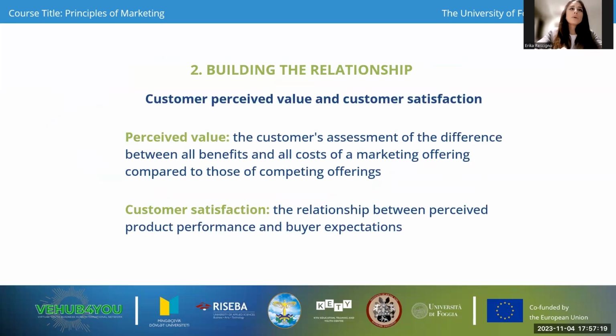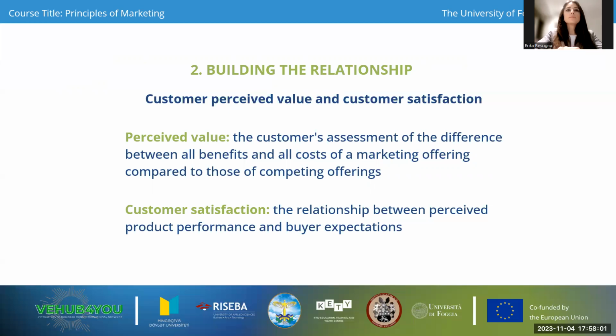Now, it is important to understand these two concepts, the customer perceived value and the customer satisfaction. The perceived value is how a customer sees the benefits and value of a product. And this value can be anything, like the money saved, better health, higher social standing, and so on. And so the customer perceived value is important for businesses because they have to consider it when they are marketing their products, because people buy things based on how valuable they think they are.